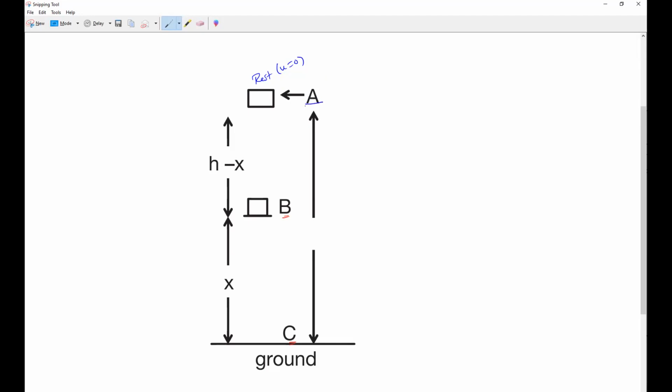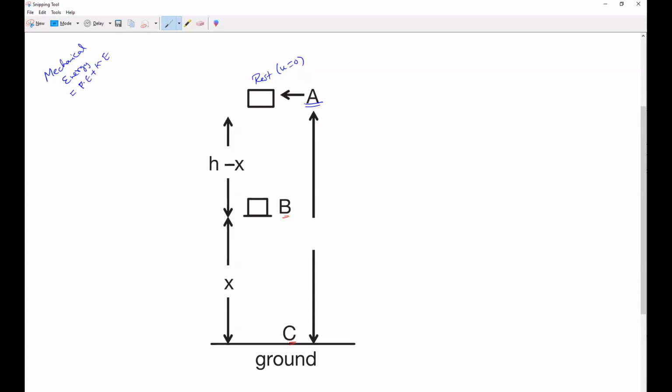At point A, the total energy of the body is equal to its potential energy. Mechanical energy always means the sum of the two energies. Anybody can tell me what mechanical energy is? Mechanical energy means the sum of the two energies: potential energy plus kinetic energy.